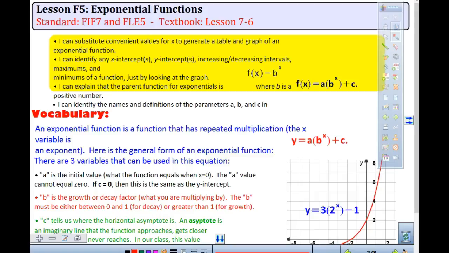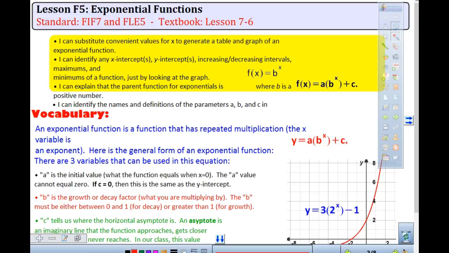So as you are looking at exponential functions, what we want to look at first is those I can statements at the top. When we're looking at the I can statements at the beginning of this lesson, Owen, want to read a couple of them? I can substitute convenient values for x to generate a table and graph of an exponential function.